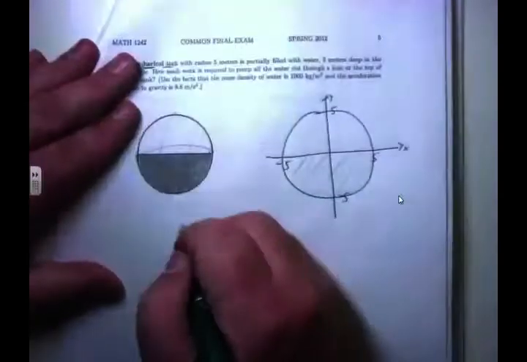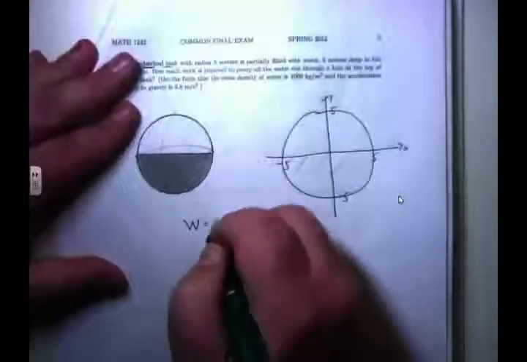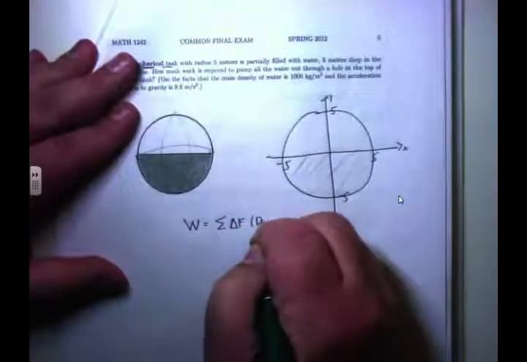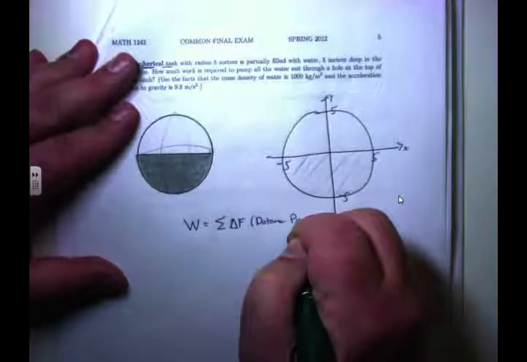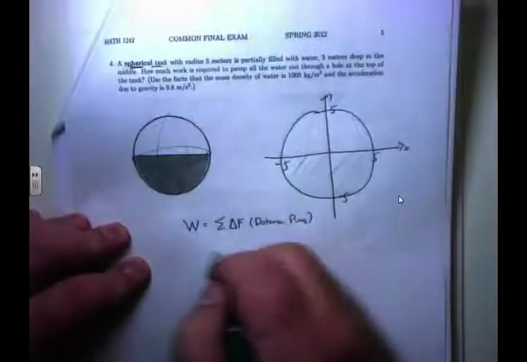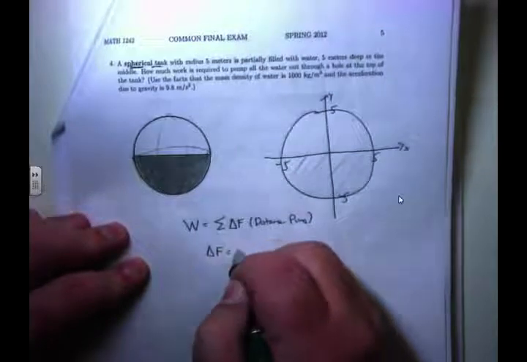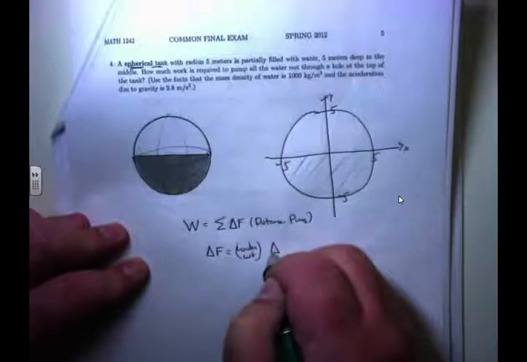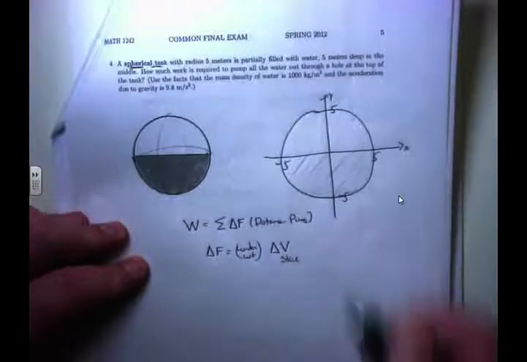All right, let's go through my standard forms that I've given you guys. Work is equal to the sum of delta force times the distance you are going to have to pump. Okay? Delta force is equal to what I called water weight times the delta volume slice.